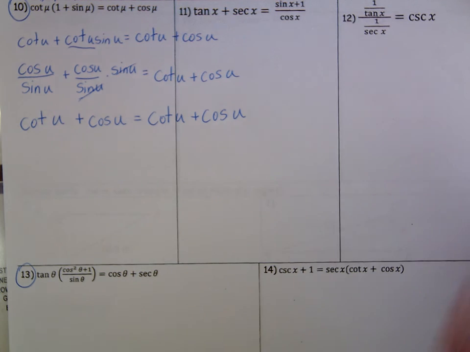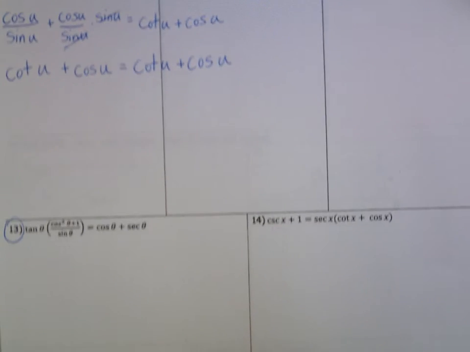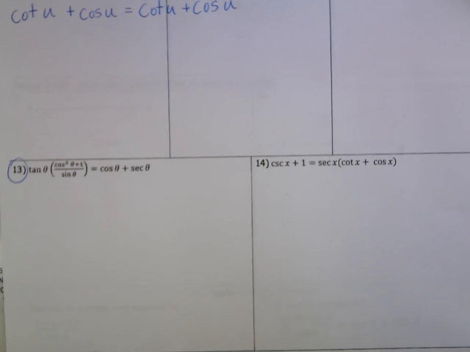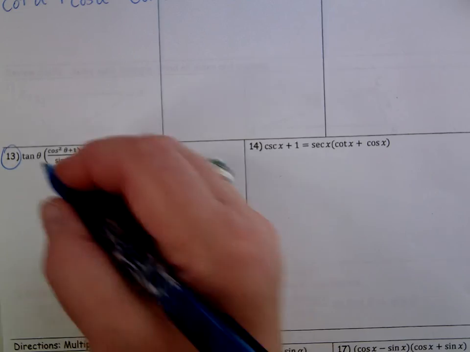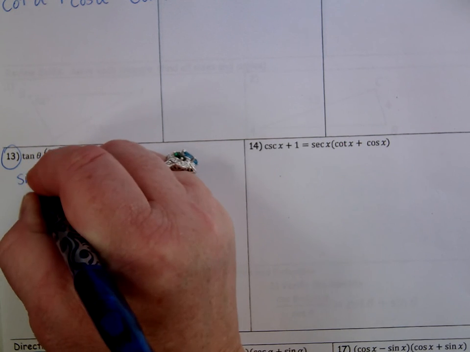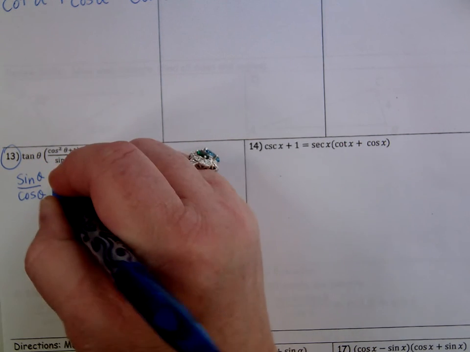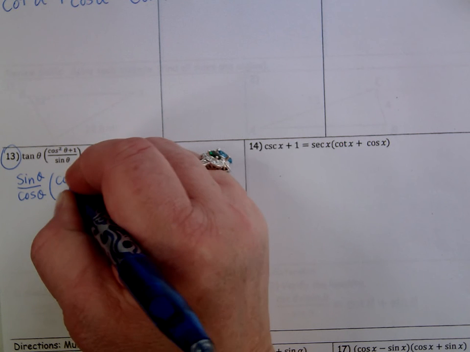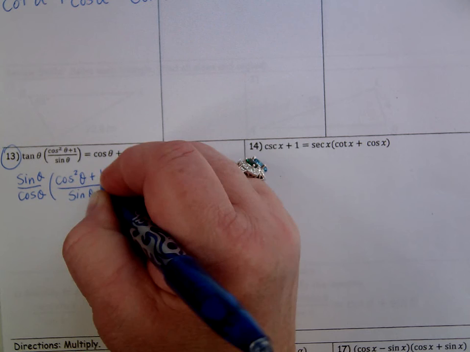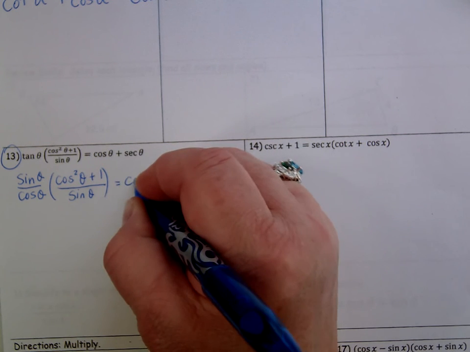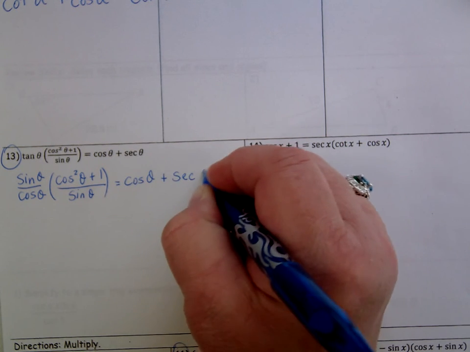All right, the next dicey one that I see is number 13. And if I'm looking at number 13, the left-hand side for sure looks more complicated than the right-hand side. So if I'm looking at this thing and I'm thinking about how I can fix this, on the left, tangent can be sine over cosine. And I'm going to actually leave this the way it is. Cosine squared theta plus 1 over the sine of theta is supposed to equal the cosine of theta plus the secant of theta. Let's see what happens.